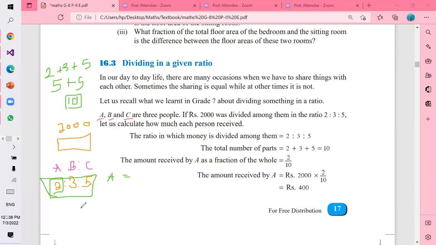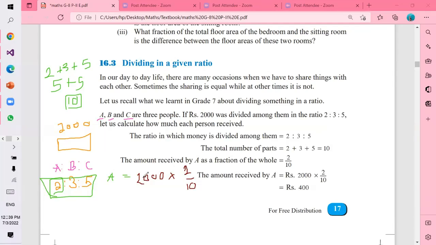I'm asking, if 2 was the numerator and the total amount was the denominator, then what is the fraction? 2 over 10. So this is A's part of the fraction out of the total. So now what we have to do is multiply 2,000, the amount they are going to receive, by A's fraction. So A's fraction is 2 over 10.